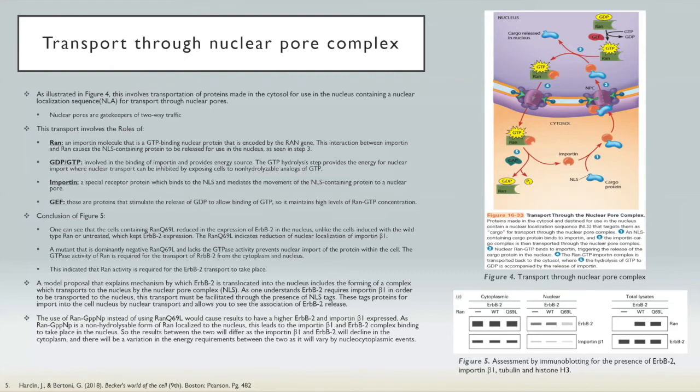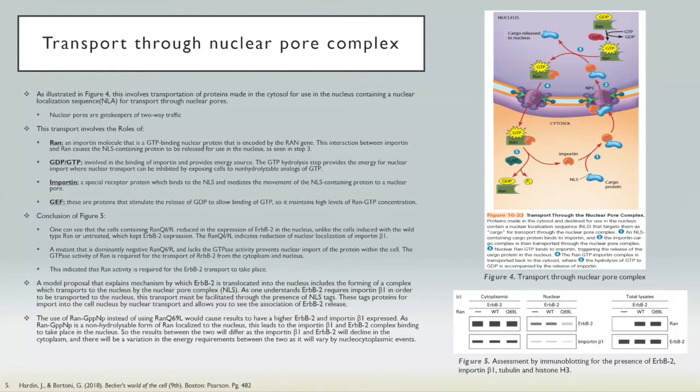The GDP and GTP involved in the binding of importin provide an energy source. The GTP hydrolysis step provides the energy for nuclear import, where nuclear transport can be inhibited by exposing cells to non-hydrolyzable analogs of GTP. Importin is a special receptor protein which binds to the NLS and mediates the movement of the NLS-containing protein to a nuclear pore. And the GEF proteins stimulate the release of GDP to allow binding of GTP, so it maintains high levels of Ran GTP concentration.